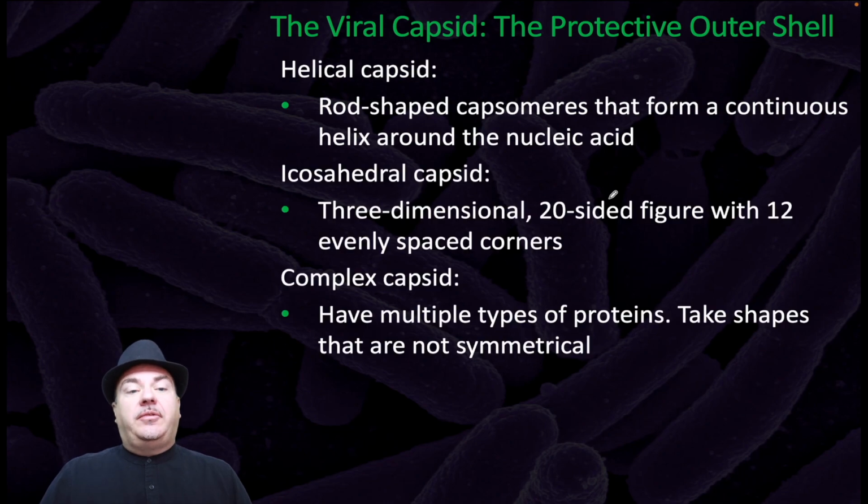We have different shaped capsids. We can have a helical capsid, which is rod-shaped capsomeres that form a continuous helix around the nucleic acid. An icosahedral capsid, which is a three-dimensional, 20-sided figure with 12 evenly spaced corners. Or a complex capsid can have multiple types of proteins and take shapes that are not symmetrical.